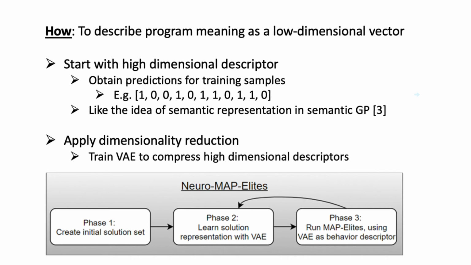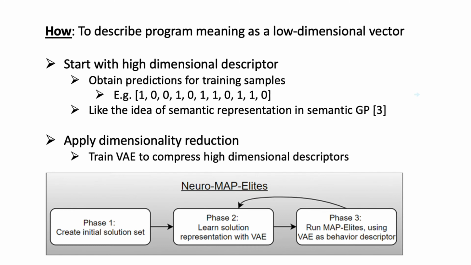So how do we actually go about doing this? The idea is that we start with an ideal high dimensional description of a program which describes its behavior. To do that, we get our high dimensional vector by obtaining predictions from the GP models on a bunch of training samples. This idea is very similar to the idea of semantic representation that comes up in semantic GP.